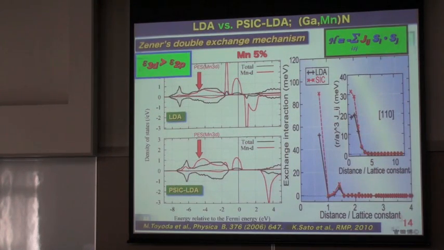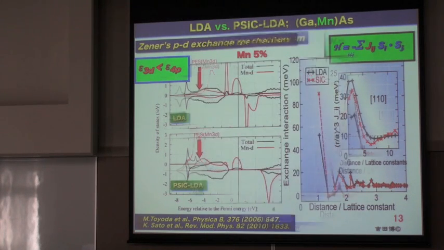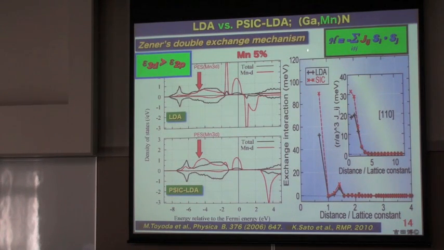So this is about the case of the manganese-doped gallium arsenide. In this case, the arsenic p level is very shallow because of the orthogonalization. But if you look at the manganese-doped gallium nitride, this is completely different. Nitrogen is a 2p, second period. We have no 1p. The 2p level is very deep.